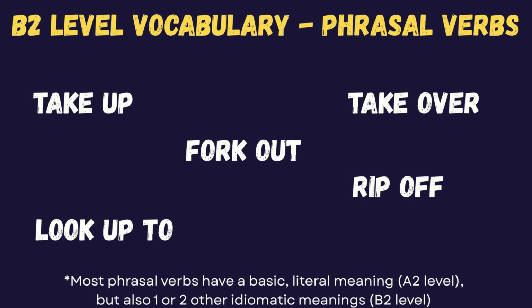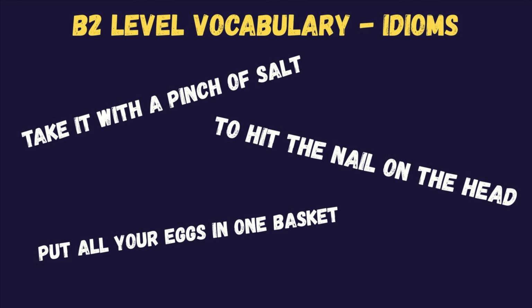So at the B2 upper intermediate level, you will start to get more comfortable with phrasal verbs. Things like take up, take over, look up to, rip off, fork out. And you will begin to get a bit more comfortable with some idioms like take it with a pinch of salt, or put all your eggs in one basket, or to hit the nail on the head. These kinds of expressions will begin to become a bit more understandable for you. And so now that you're a B2 level student, it's definitely time to really start speaking a lot.